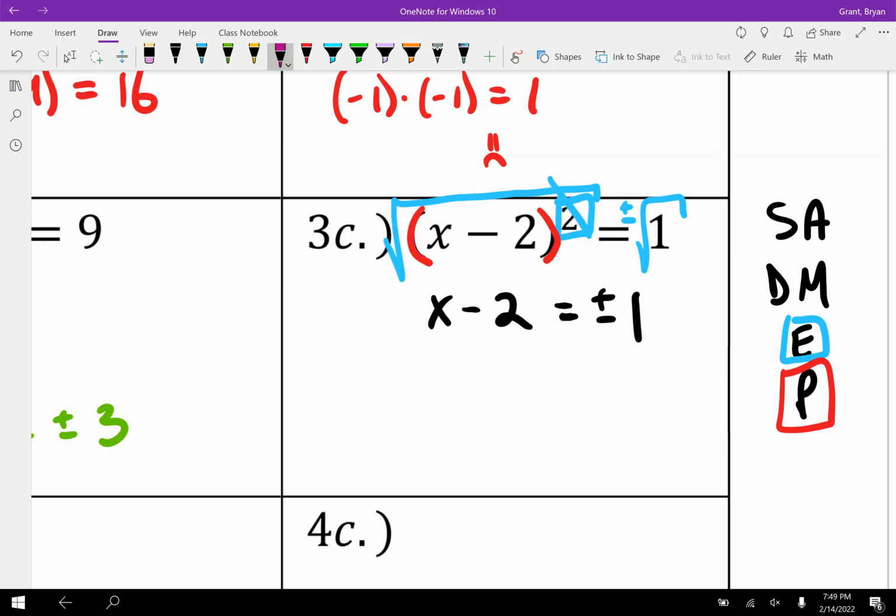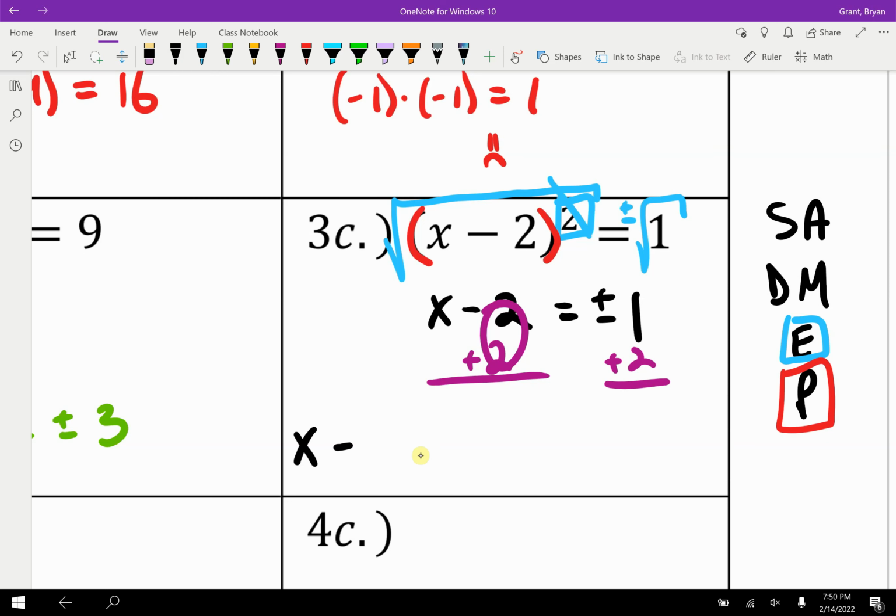Now, we do still have to isolate x, and here's where things get a little bit weird, because we do, of course, want to add 2 to each side. And many of you are going to do what many of my students do, and say, oh, plus minus 1 plus 2, that is plus minus 3. And unfortunately there, you are not correct.